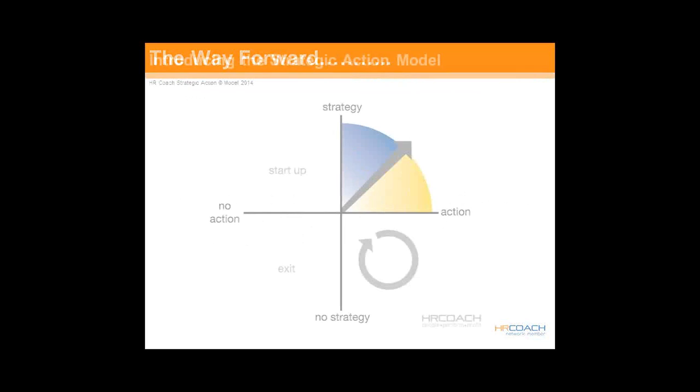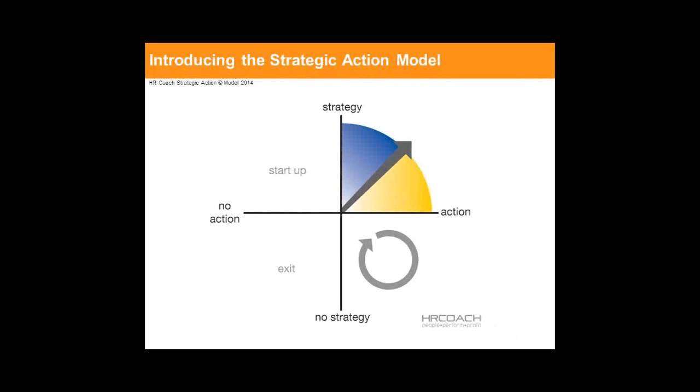So how do we move forward? I'll just introduce the strategic action model which HR Coach uses to identify the position a business is in at the moment in respect to its people. So some businesses have a high level of strategy, others have a low level or no strategy. Some have a high level of action, others have little or no action. So it's the relationship between those two axes that counts.